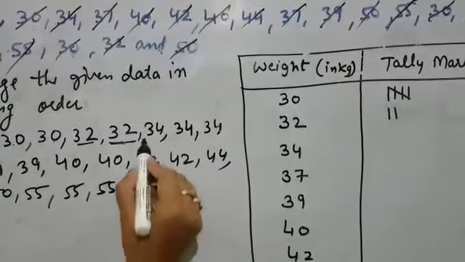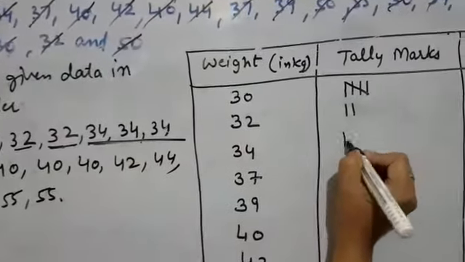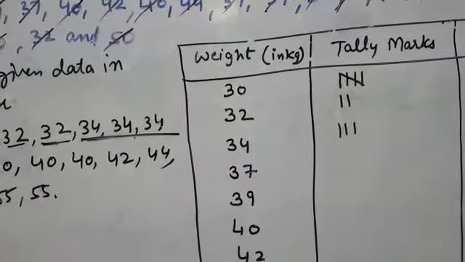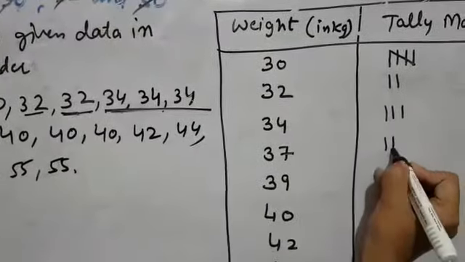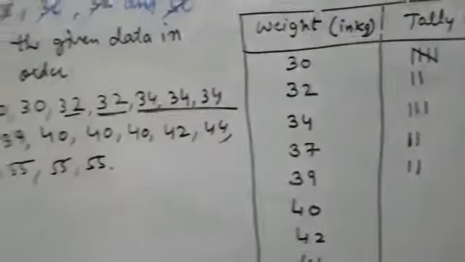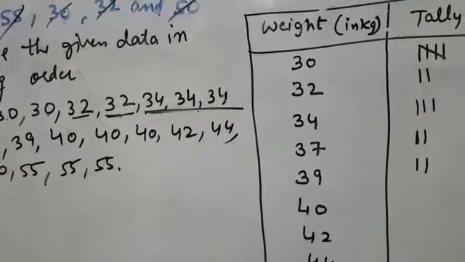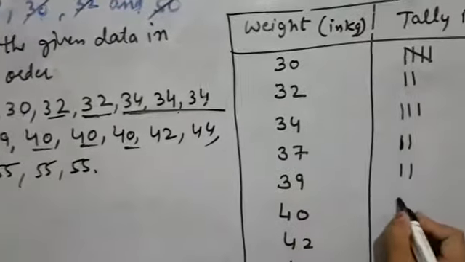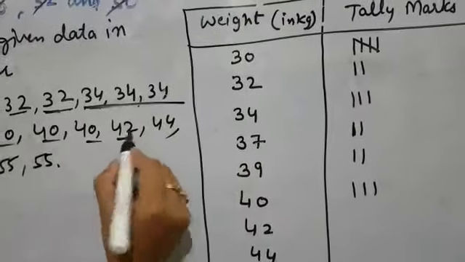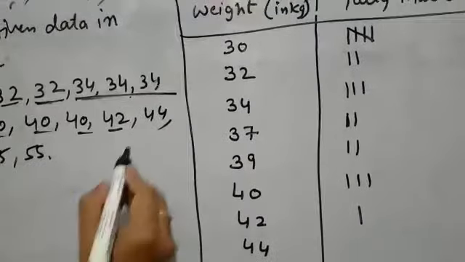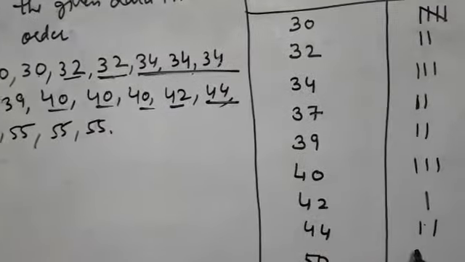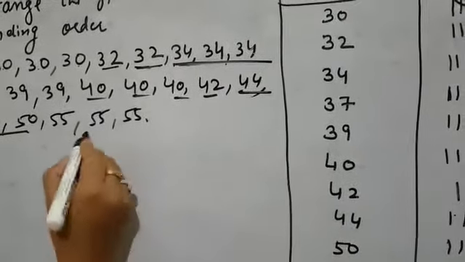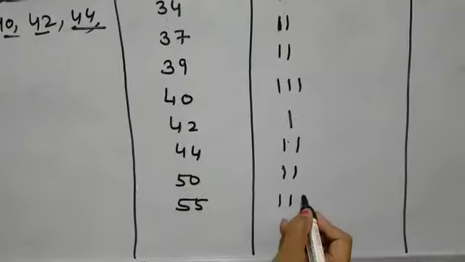For 34, how many 34s are there? 3 34s. So 1, 2 and 3 strokes, 3 tally marks you will put. 37 is repeating. How many times? 2 times. So we'll write 2 strokes here. And then 39 again 2. 40. How many times is 40 repeating? 1, 2, 3. 42 only once. So one stroke. 44 2 times. 2 strokes. 50 2 times. Again 2 strokes. And 55 3 times. 1, 2, 3.